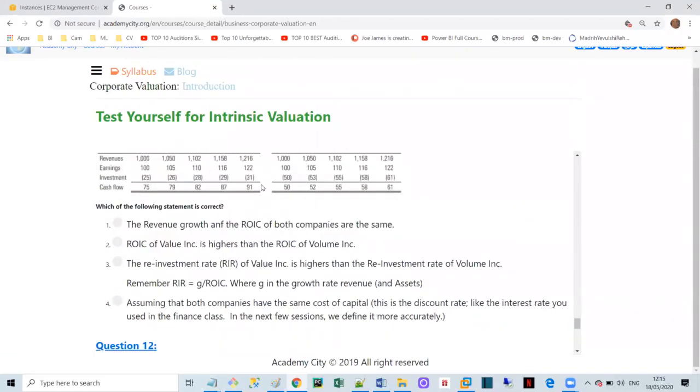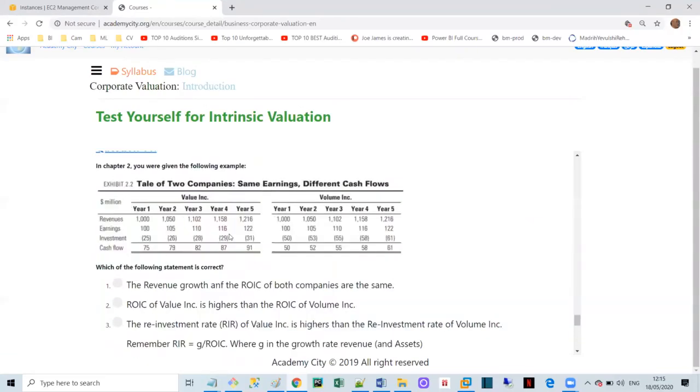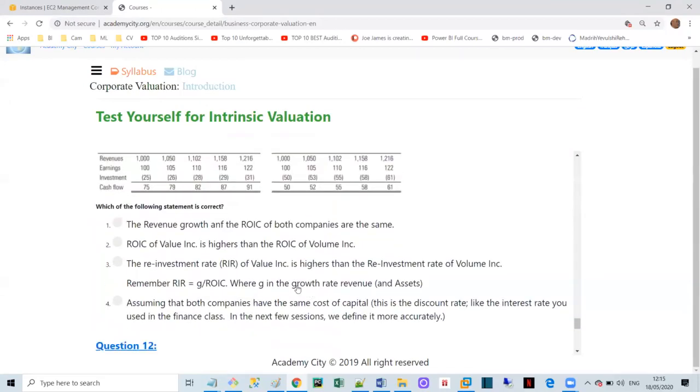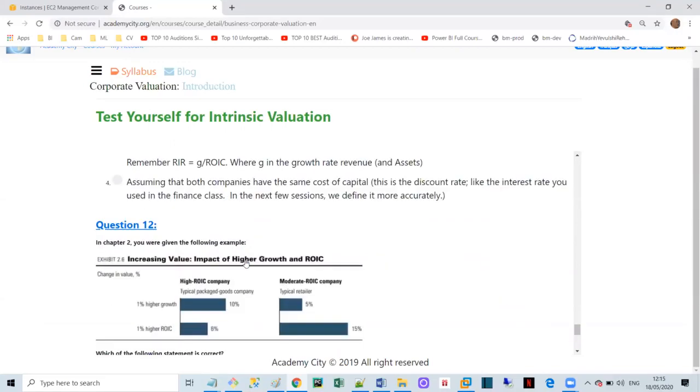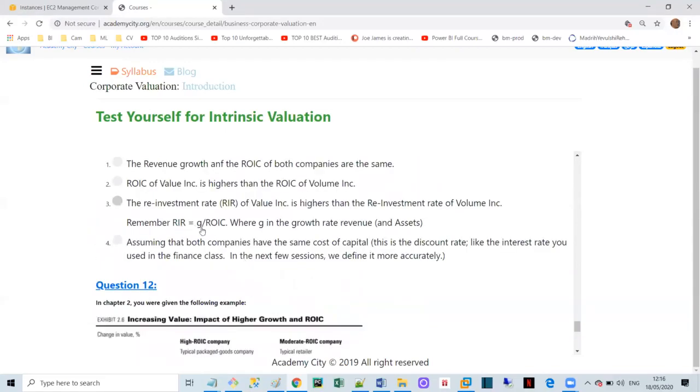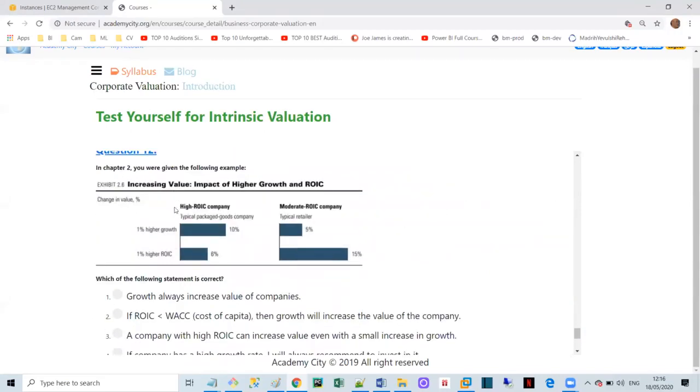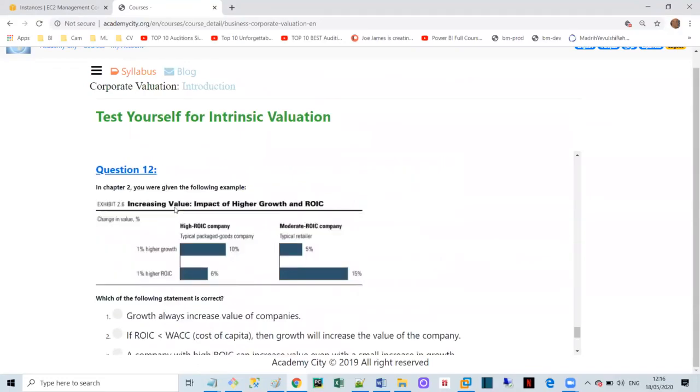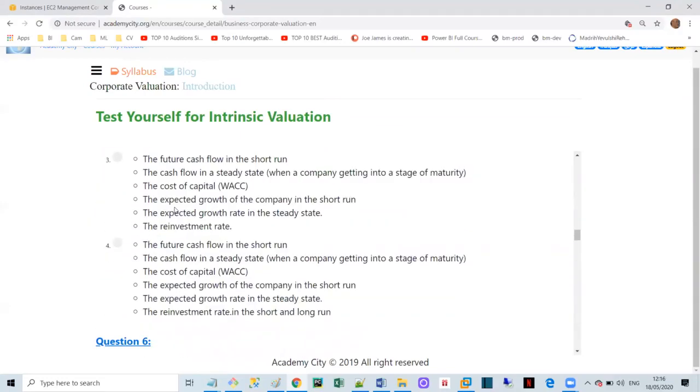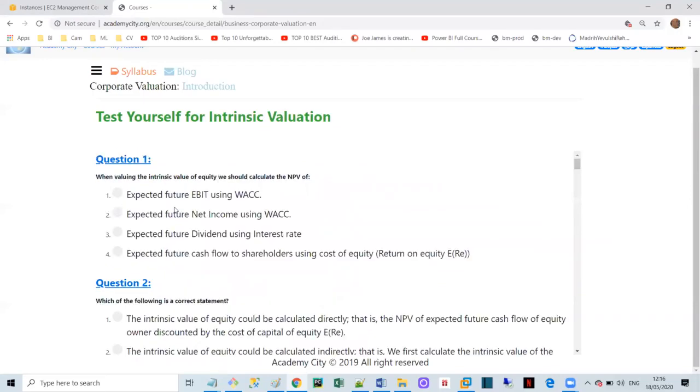This one, by the way, I took right from the book. That's an excellent example. And I just want to make sure that everybody read the book. So this is really more directed to study than really testing. I'm not really testing you. All those questions are for you to review the material. You see, there is reinvestment rate, G over ROIC. This is a good way of putting those questions so it helps you to study.